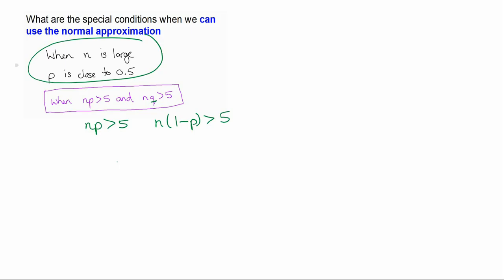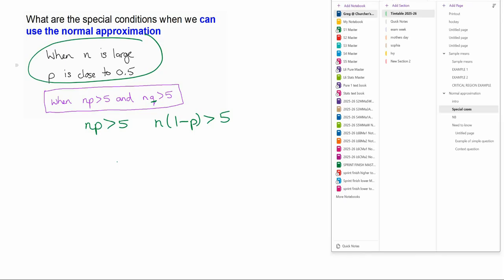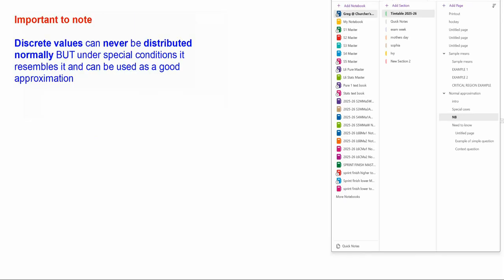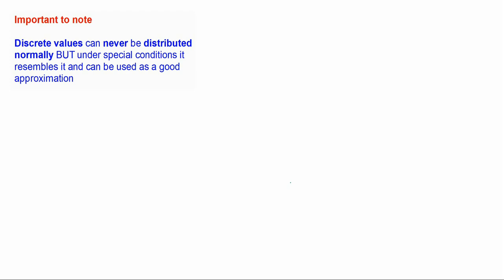So let's start looking at this and where it gets a bit tricky. But it is important to understand you are taking a discrete value, you're not turning it into a continuous value. That is impossible. It's just represented as a continuous variable because it matches, it looks very symmetrical, and it's only in those special conditions that we can do it.